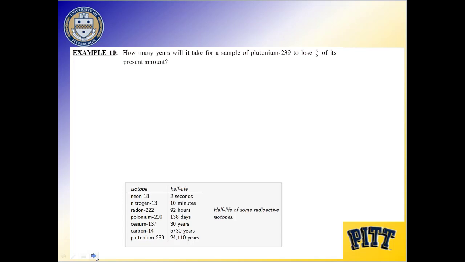You're asked how long it will take for a sample of plutonium 239 to lose 5/6 of its present amount, so we're losing 5/6. As you can see, we also have plutonium 239's half-life of 24,110 years. Sometimes students misinterpret this problem, and even if they do everything else right, they make a common mistake and end up with an answer that's less than the 24,110 years, which would be the half-life.